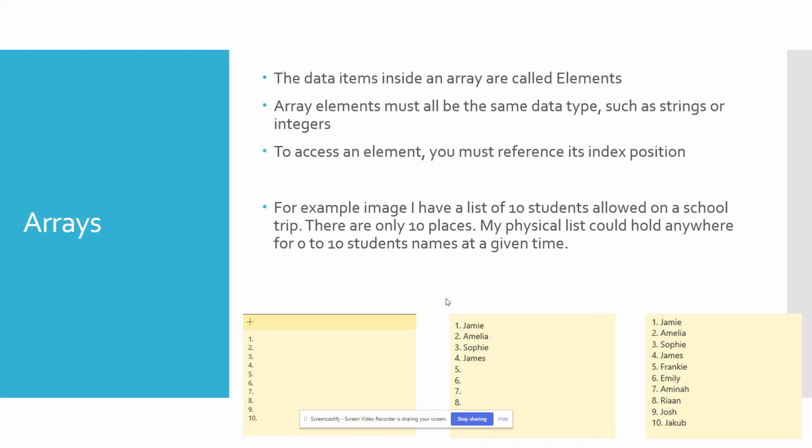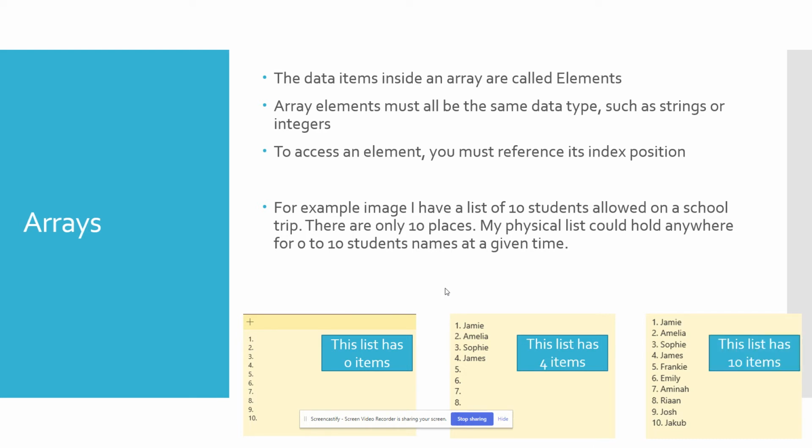So, for example, imagine I have a list of 10 students allowed on a school trip and there are only 10 places. My physical list could hold anywhere from 0 to 10 students. So, either there are no students on my list or there could be anything up to 10 students at any given time. So, here I have my empty list. Here I have a number of students on there, and here I have 10 students. So, here I have 4. So just to be clear, this has 0 items, this has 4 items, and this has 10 items.